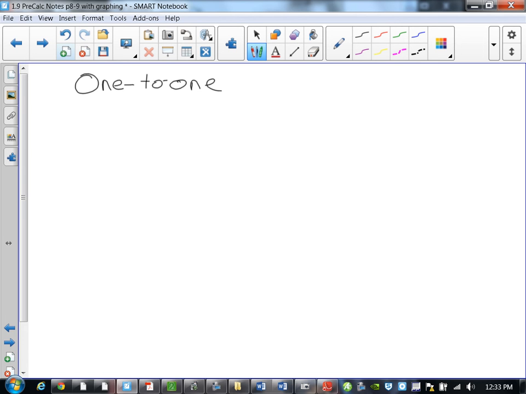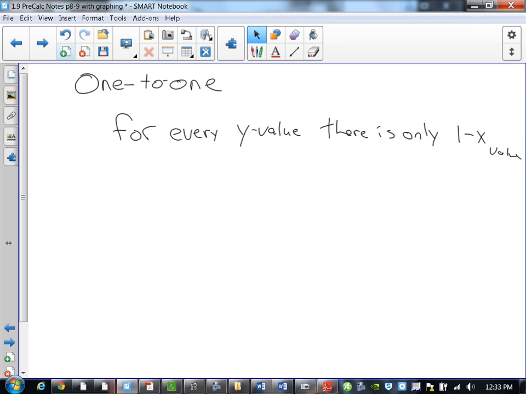So what that means here is a very basic definition: for every y, it's backwards of being a function. Remember how we defined if something was a function? If and only if for every x there exists exactly one y. Well, to be one-to-one, for every y value there exists only one x.